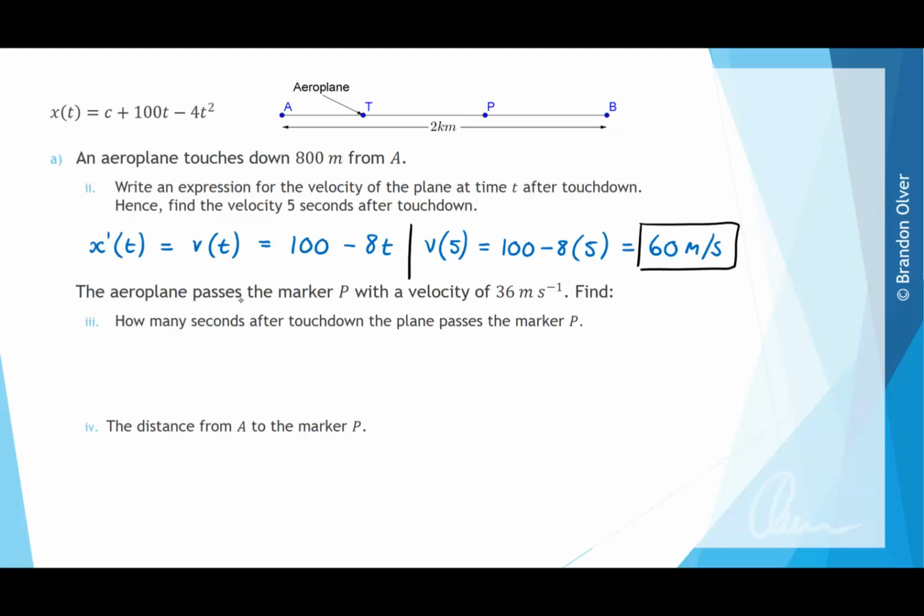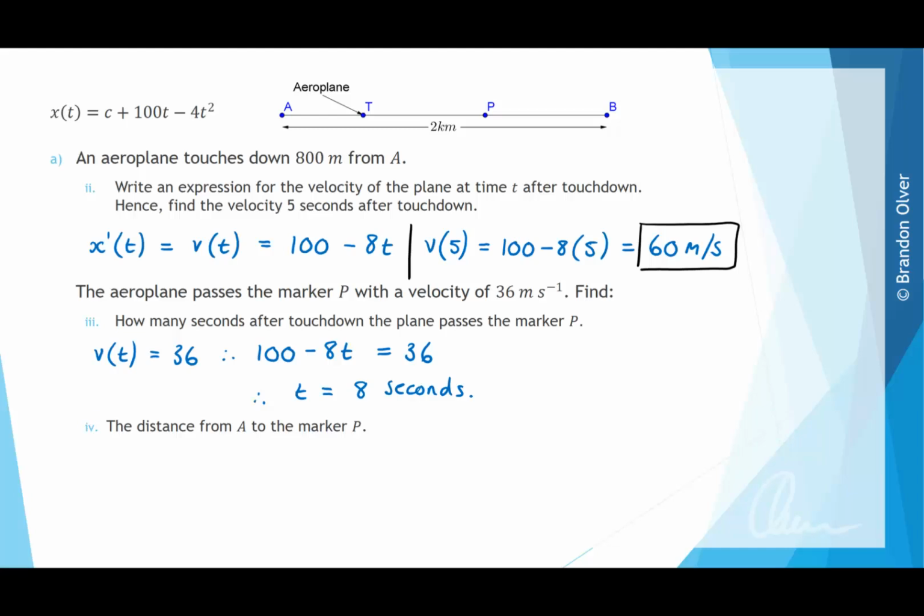Next, we're told that the aeroplane passes the marker P with a velocity of 36 meters per second. And we want to find how many seconds after touchdown the plane passed the marker P. So what we want to do is we have a velocity of 36 meters per second. So we can solve v of t is equal to 36. Therefore, we're solving 100 minus 8t, which is the expression for the velocity, is equal to 36. And if we do that, we find that t is going to equal 8 seconds. So that's how many seconds after touchdown that the plane passes the marker P.